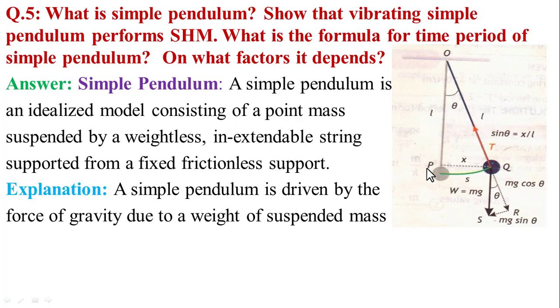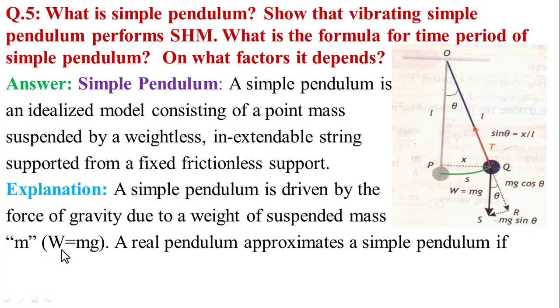So, explanation of a simple pendulum. A simple pendulum is acted on by the force of gravity due to the weight of the mass m. So W is equal to mg. Here we can see that mass is converted into weight, so W is equal to mg.